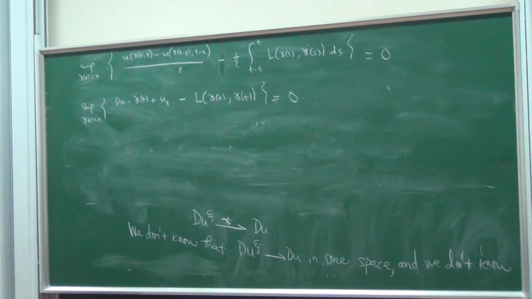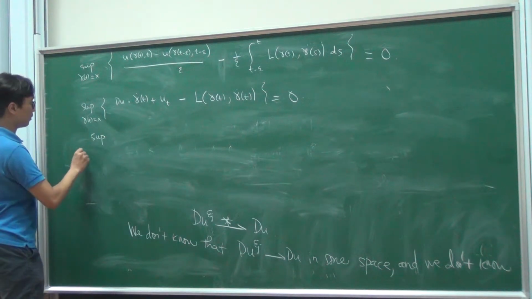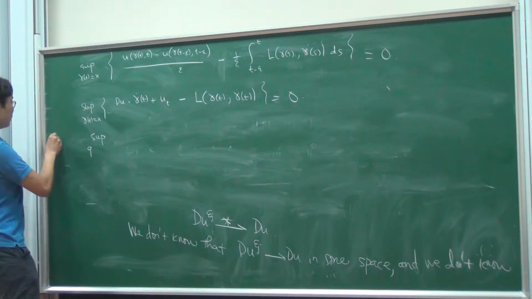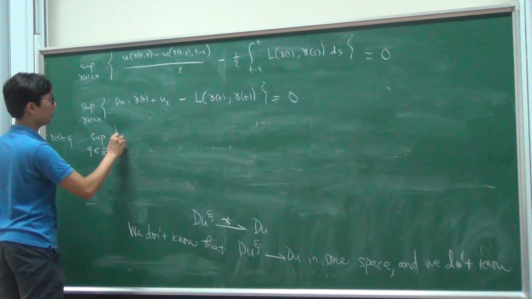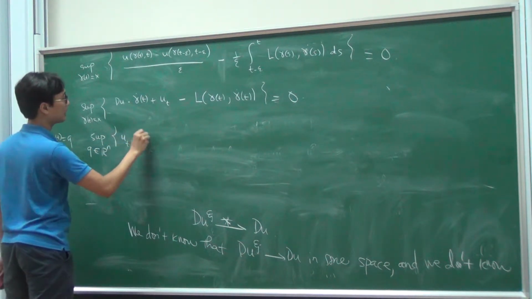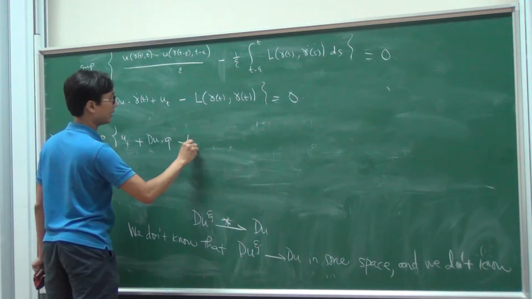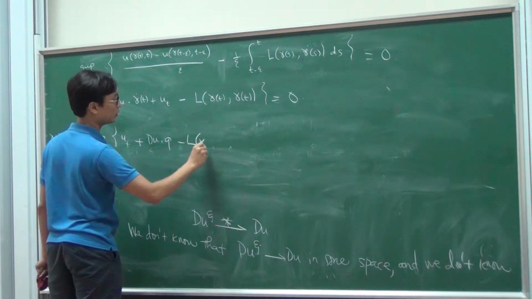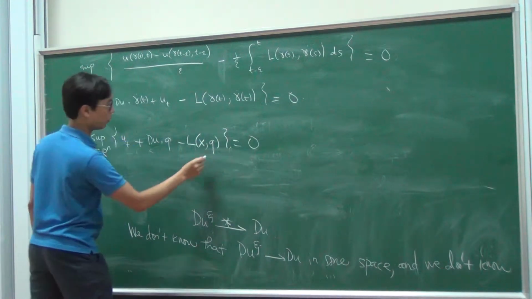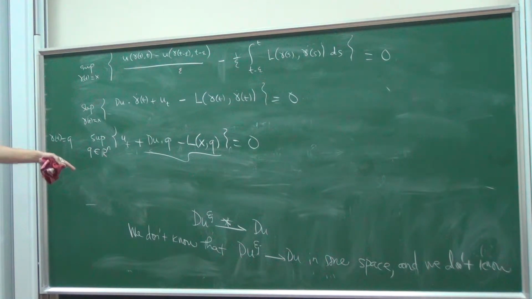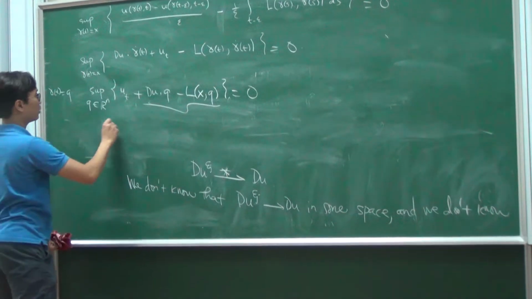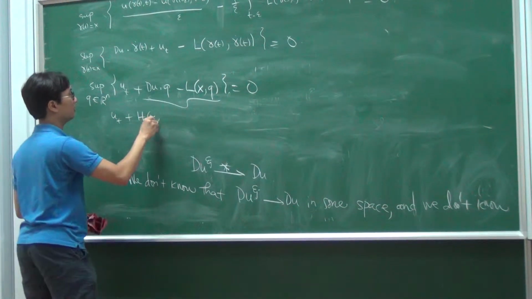Okay, this looks pretty cool. Remember that gamma dot t can be anything. So let's say it's the sup over gamma, and gamma dot t can be anything. I'm going to let gamma dot t equal q, and q can be anything. So sup over q in R^n of u_t plus du dot q minus L(x, q). What is this? This is the Legendre transform of the Lagrangian, which is going to be the Hamiltonian. So this is the Hamiltonian: u_t plus H(x, du).